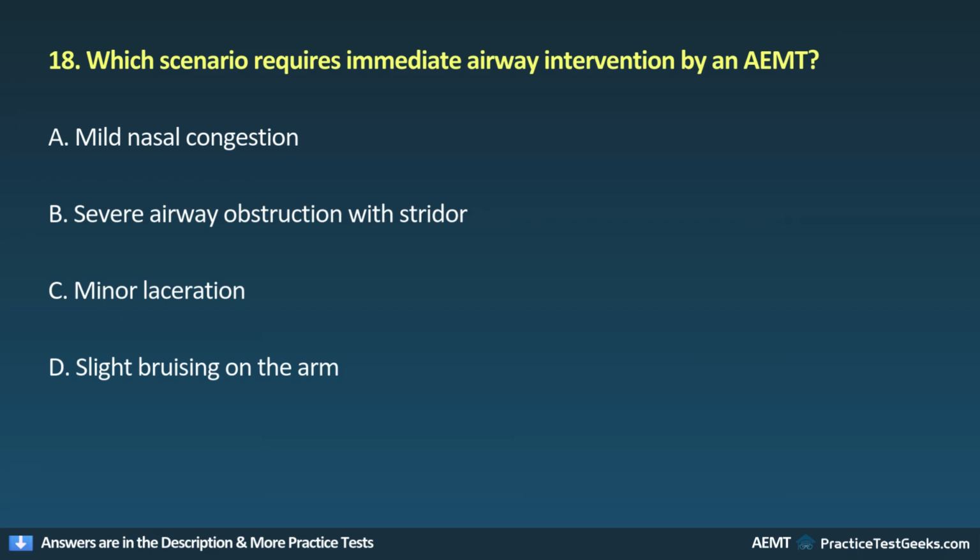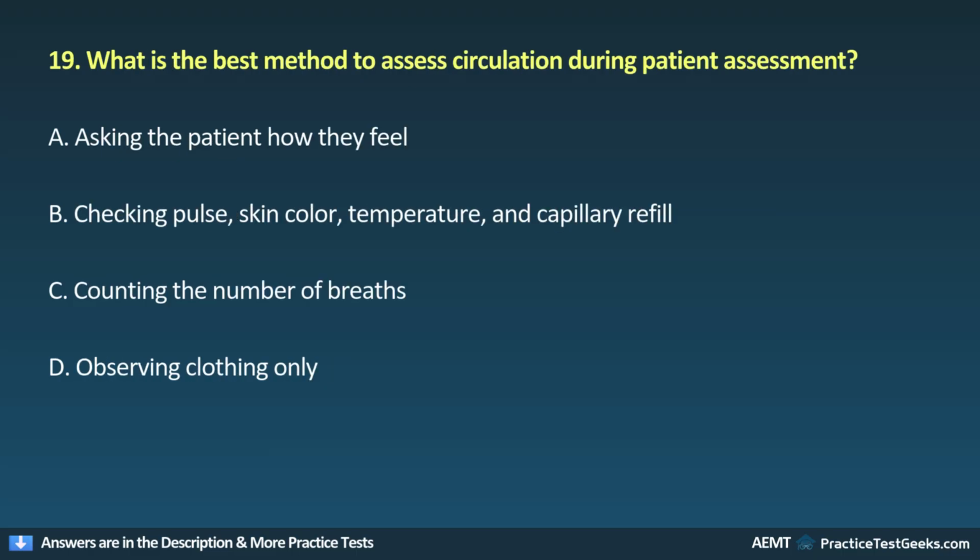A. Mild nasal congestion. B. Severe airway obstruction with stridor. C. Minor laceration. D. Slight bruising on the arm. 19. What is the best method to assess circulation during patient assessment? A.